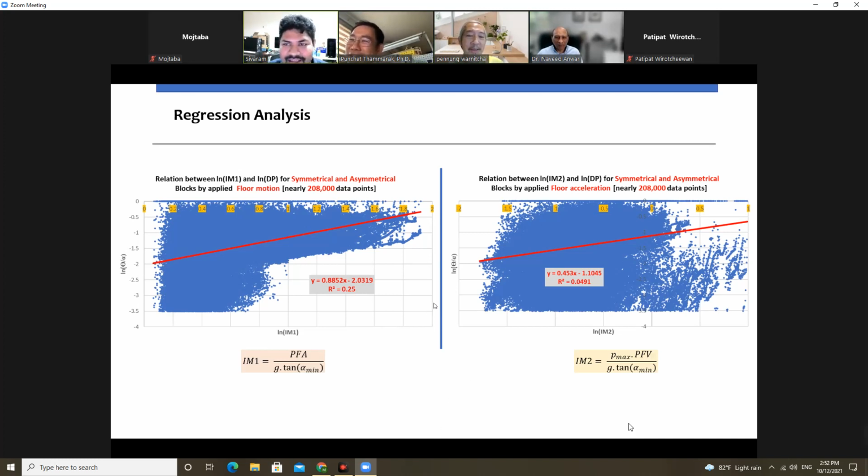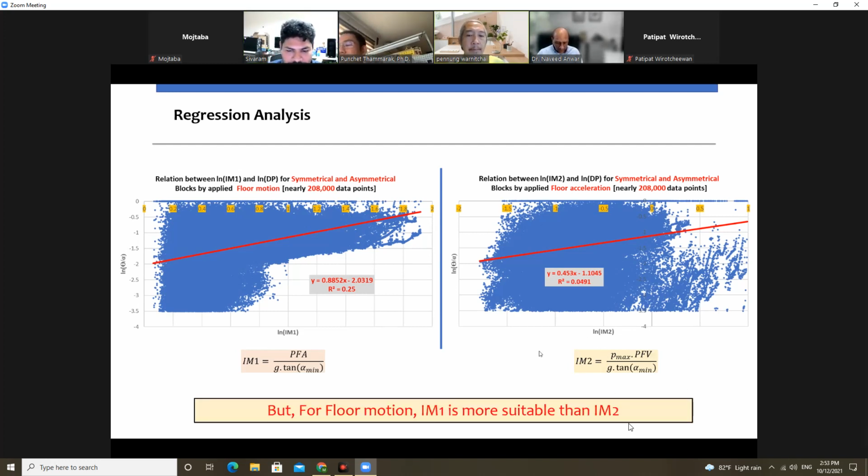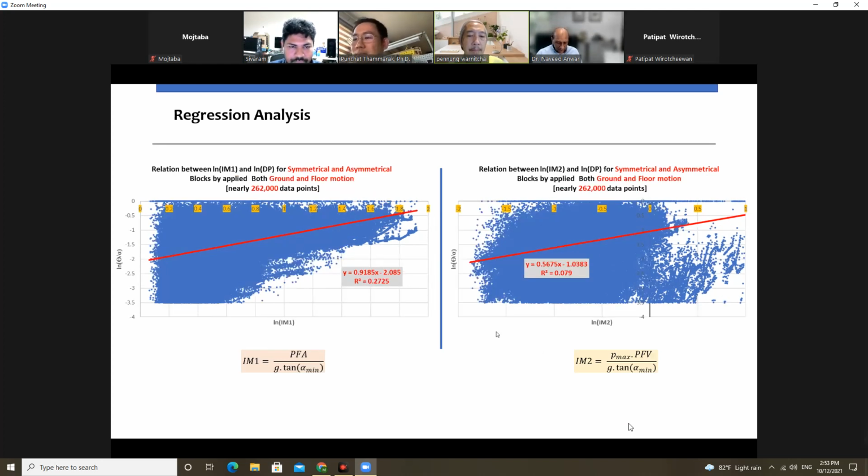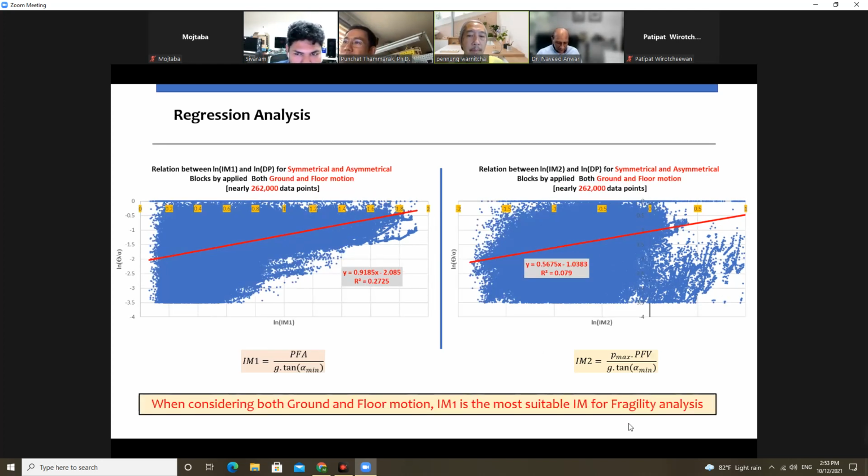Okay. So as Professor told us, this is only for finding the best intensity measure. So from this, we can easily ignore the intensity measure 2 because last year our senior chose this IM2 as the best measure. So this one is for both ground and flow acceleration for IM1 and IM2. So IM2 is almost close to 0, so we can ignore the IM2.